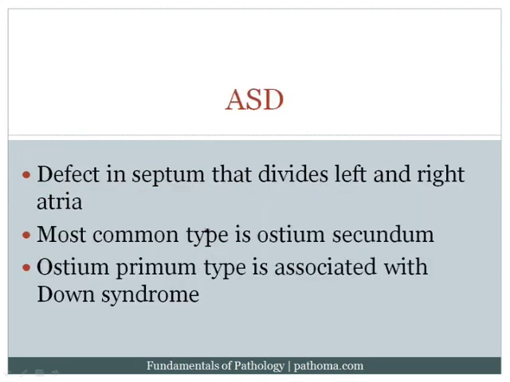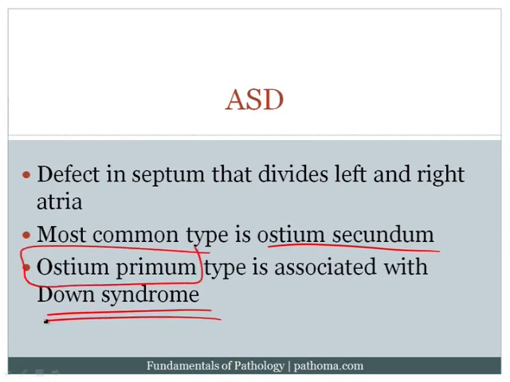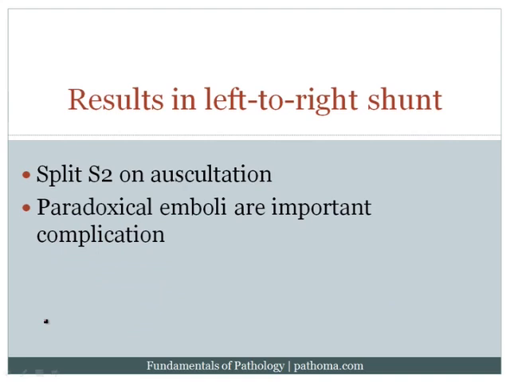An atrial septal defect is when you get a defect in the septa that divides the left and right atria. The most common type is called ostium secundum. However, there is an ostium primum type, and that's associated with Down syndrome, which is very high yield. This results in a left to right shunt with a split S2 on auscultation.